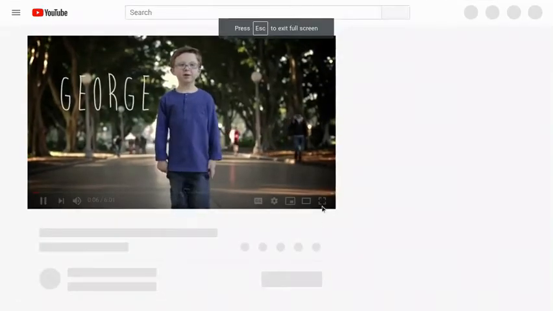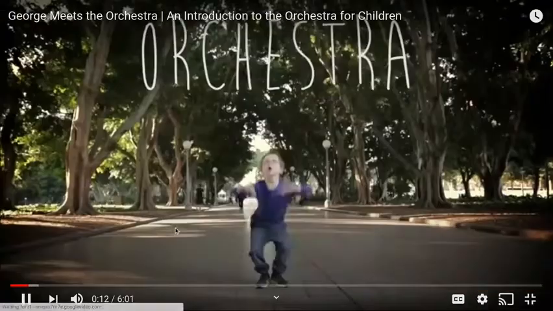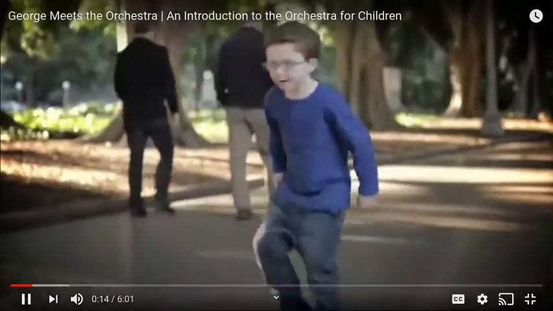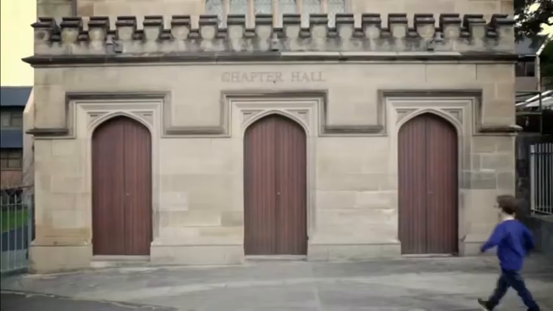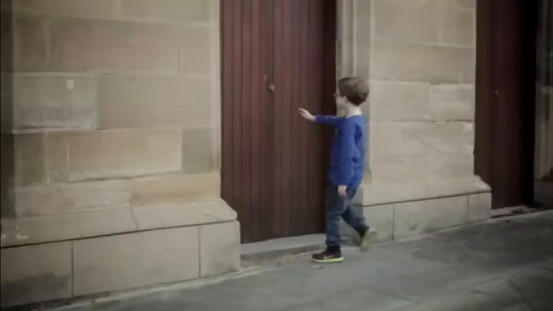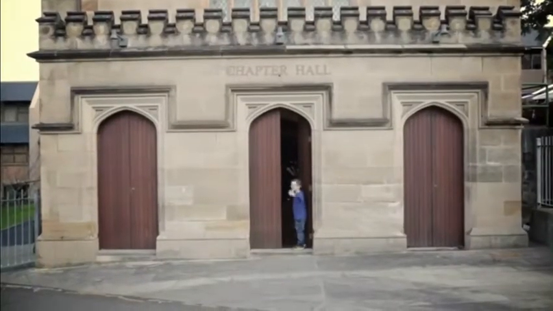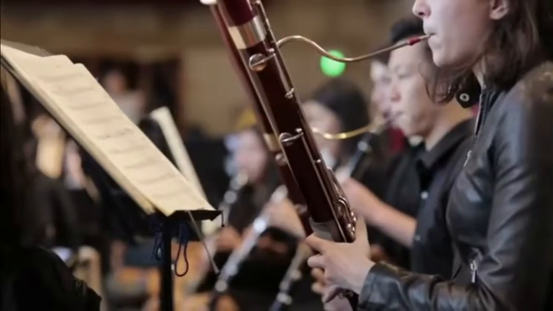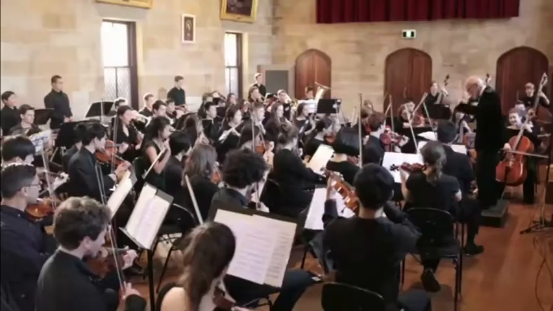Hi, my name's George, and today we're going to make the Sydney Youth Orchestra. Wait a minute, what is an orchestra? Let's find out. An orchestra is a group of musicians that play instruments together. It sounds like this.